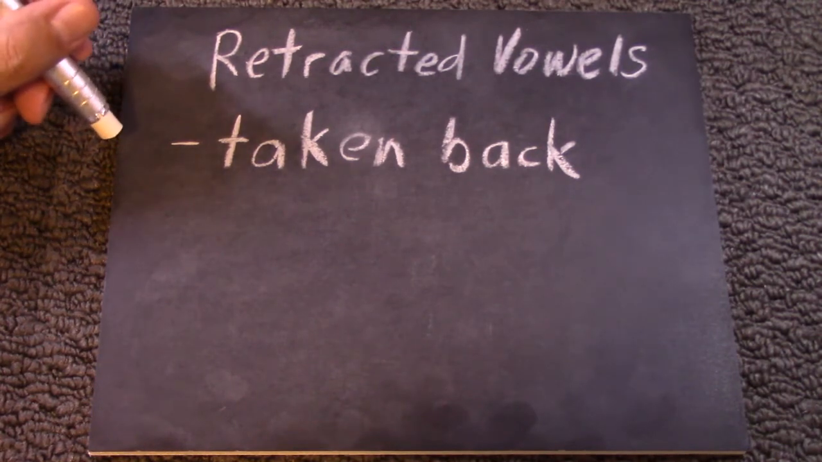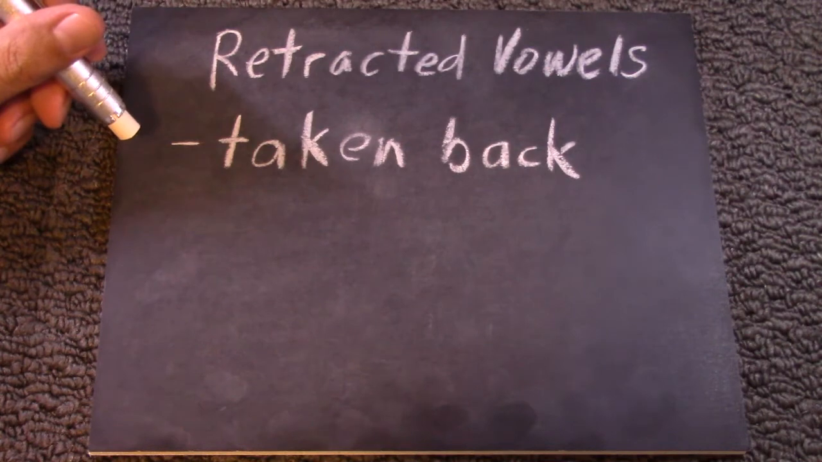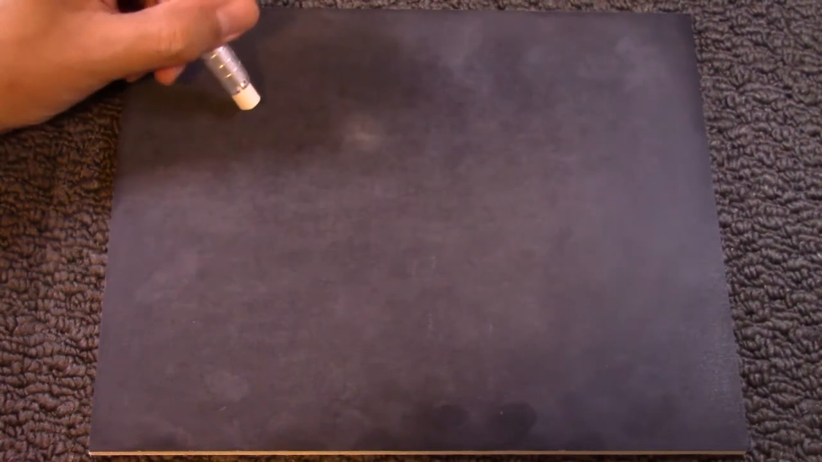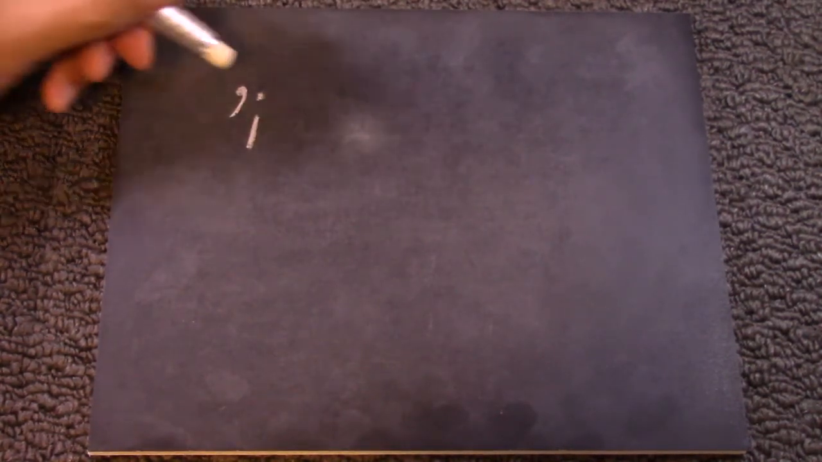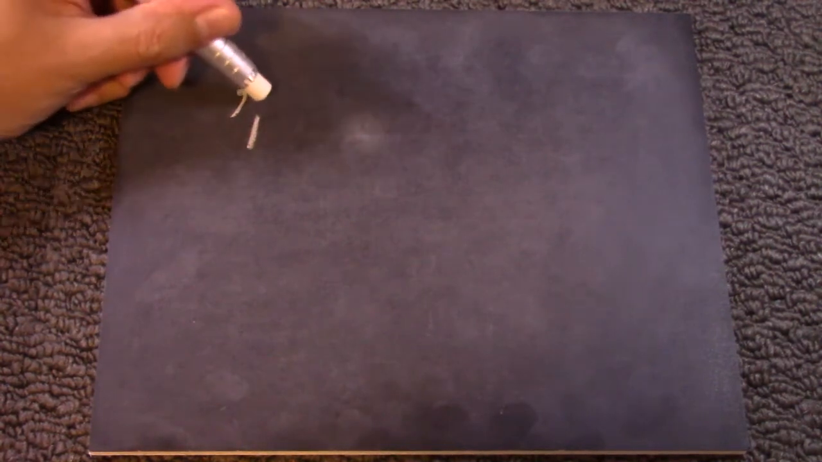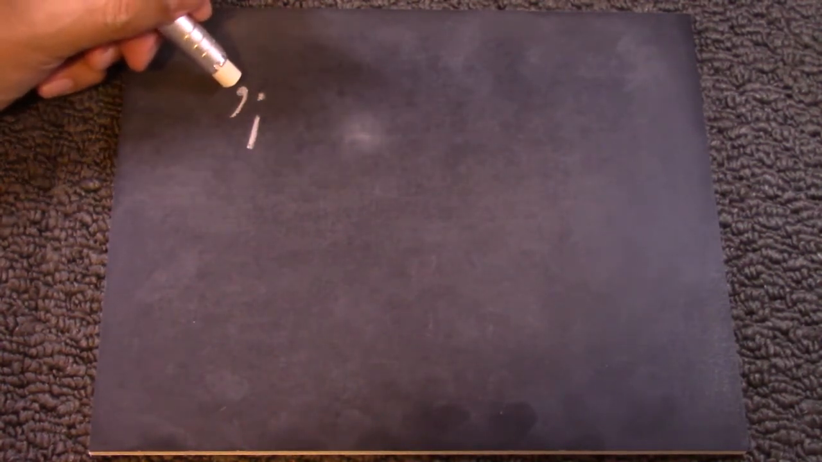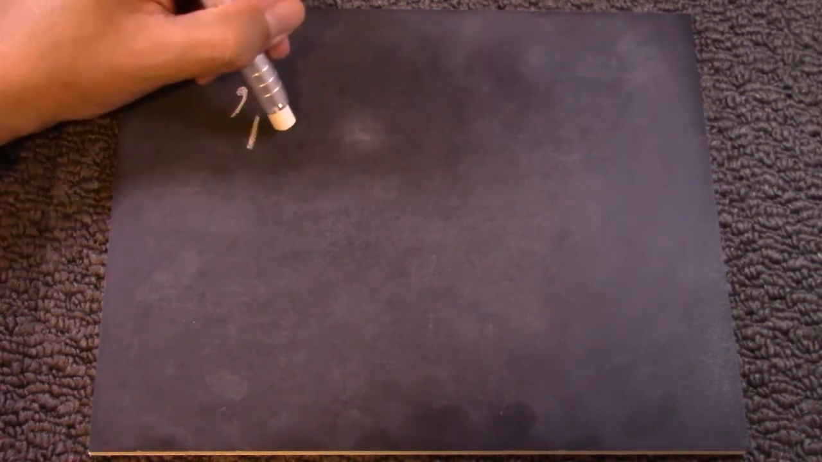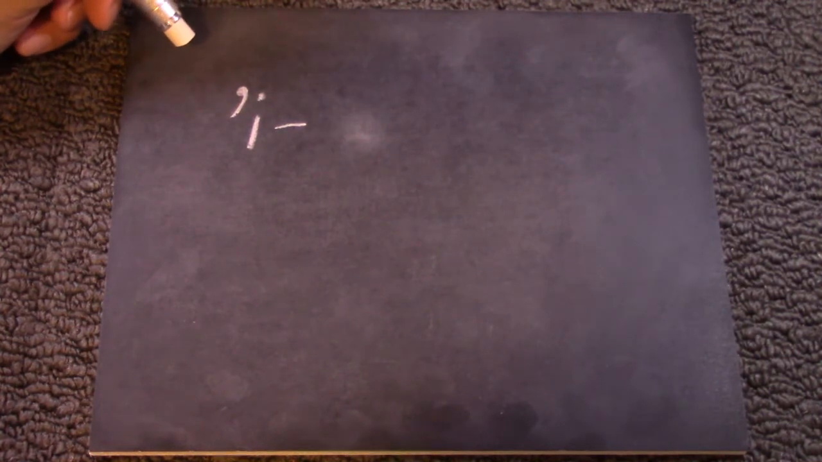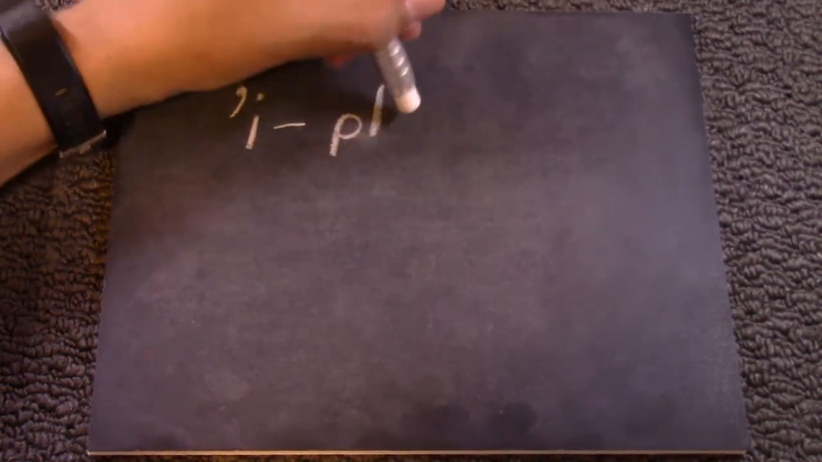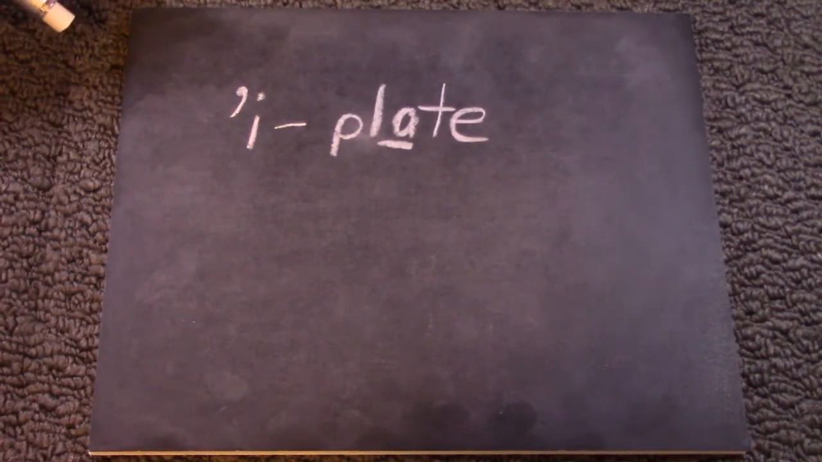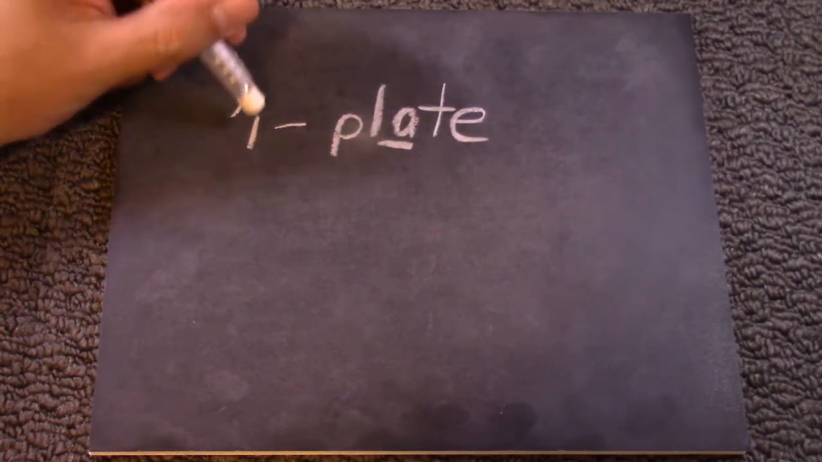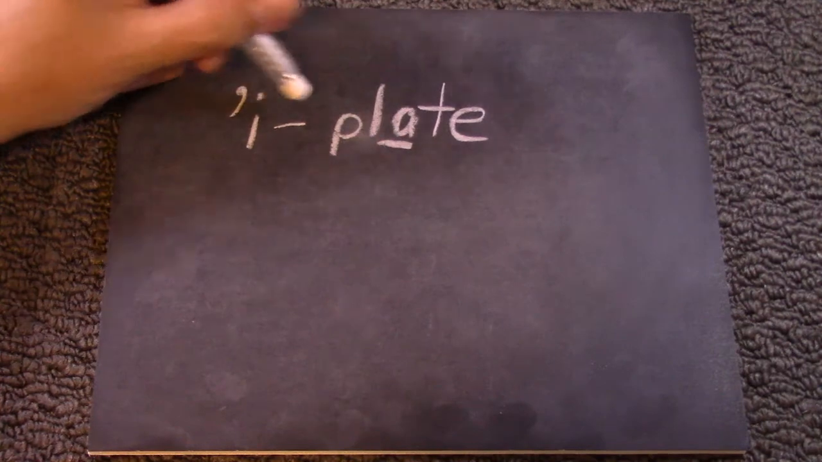So we'll take a look at the two retracted vowels that you will see in á'islak. The first retracted vowel is the letter I, and you'll notice the I is not alone. It's not by itself. There is an apostrophe in front of it. It changes the sound of that I to an A sound. So an English word we can use as an example of that is the word plate. So an apostrophe followed by an I sounds like the A in plate.